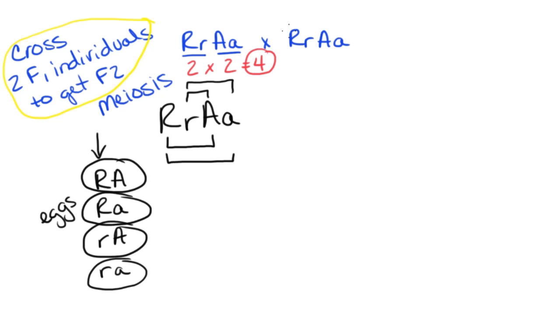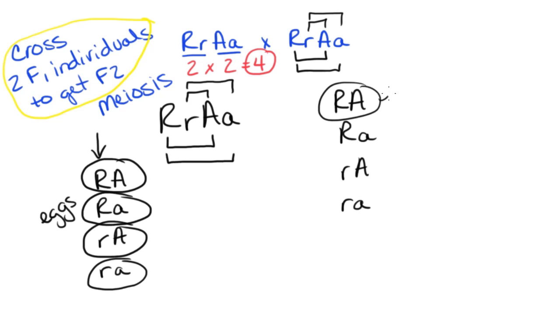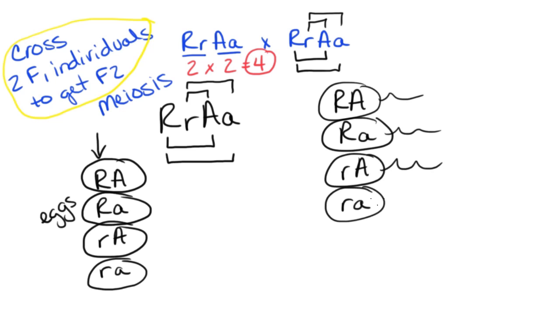If we look at the other parent over here, it really is the exact same one. So we would expect to get the same possibilities in the sperm. Again, we have the capital R and the capital A. You can have the capital R and the lowercase a, the little r and the big A, and the little r and the little a. So these would be all of the little sperm that we would have. Remember that it's a random selection of an egg and a random selection of a sperm, so we don't know which one we're going to get from each.